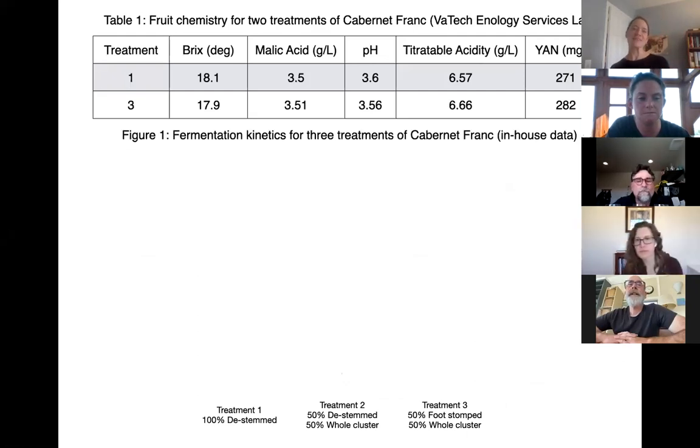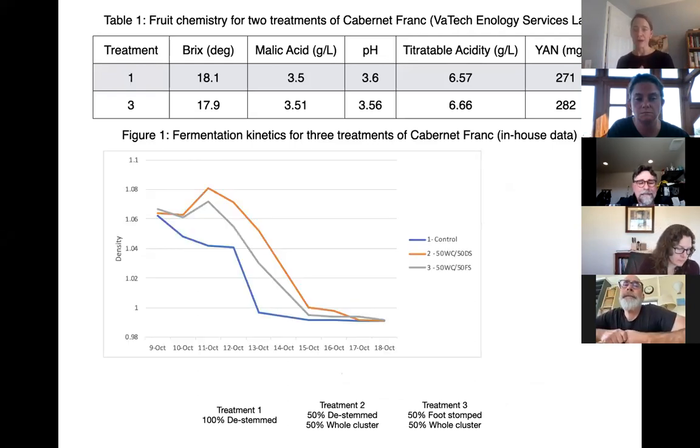Okay, we do see that we did get fruit chemistry for treatments 1 and 3. We didn't know initially if we were going to be able to do 2, so we had Virginia Tech do the fruit chemistry for 1 and 3. These were very similar in terms of their chemistry, and so we would imagine that treatment 2 had very similar starting chemistry as well.